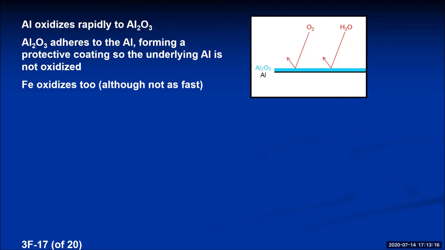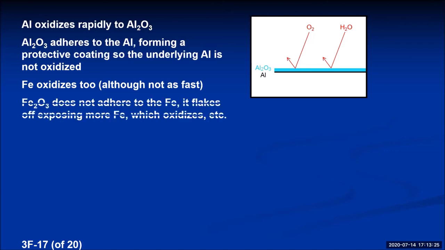Now, iron oxidizes as well, but not as fast. It's not as spontaneous a process. And when it does, and it forms iron 2 or iron 3 ions, they combine with oxygen to form iron 2 oxide and iron 3 oxide. Iron 3 oxide, however, does not bond very strongly to the iron, and it flakes off. When it flakes off, it exposes more iron, which oxidizes, and then that flakes off, et cetera, and you wind up having rust created and the pitting out or the corrosion of any iron materials.